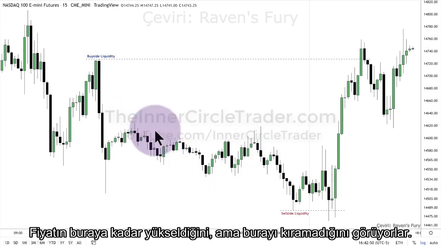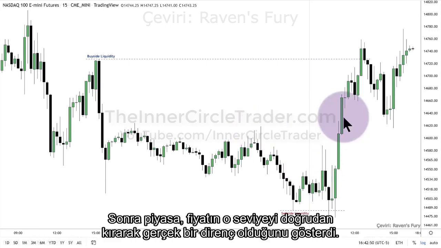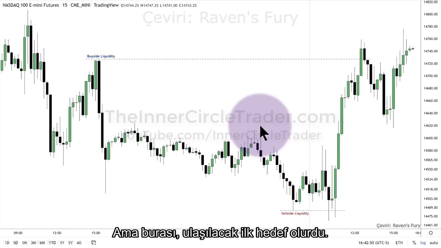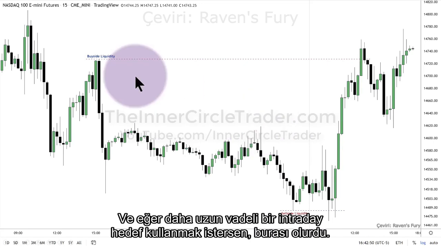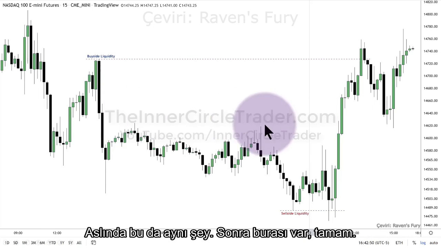So they see it going up to here, stopping and going lower. They see it going up to here, failing to go up here. So now they think this is a really strong resistance level. And it went lower. Look at that. Then the market showed how that level is real resistance by going right through it. But this would be a first target here to reach for. And if you want to use a longer term intraday, target would be back here. Because to the left of this one is this one, which essentially is the same.